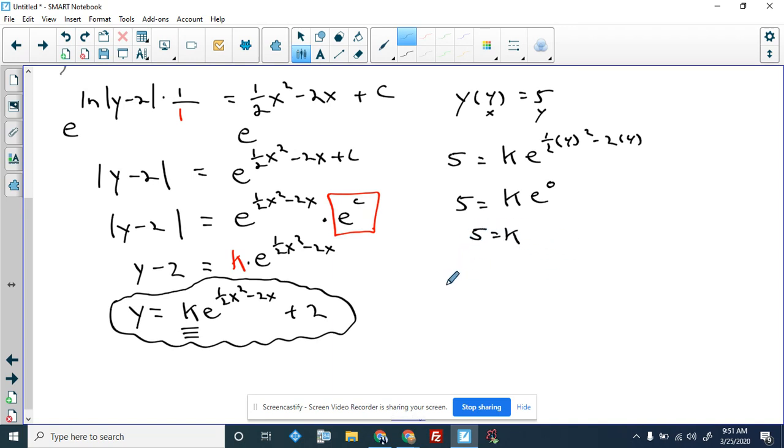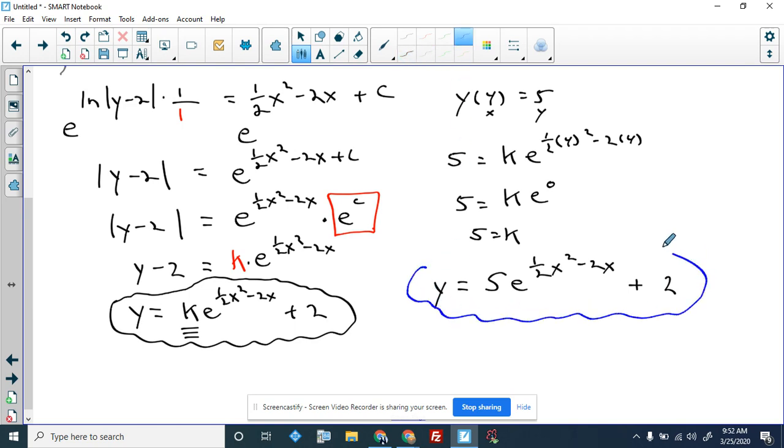And now let's go ahead and just chuck it back in. So y equals 5e to the 1/2 x squared minus 2x, and then plus 2. We'll give this one a blue happy cloud, okay? This guy is not your general solution, but because we solved for the constant, this is your particular solution, okay?